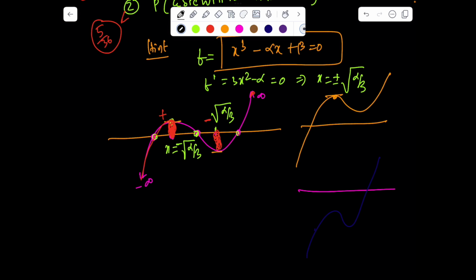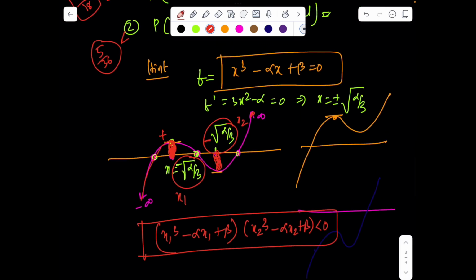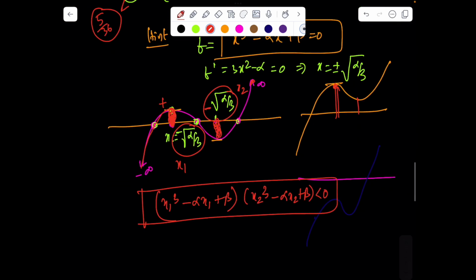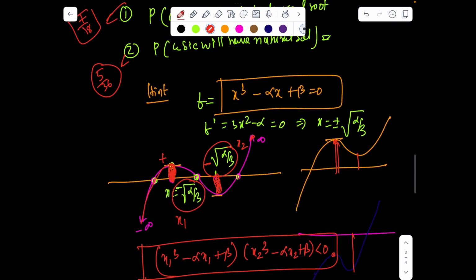So what I can tell is, if I call this entire quantity x1 and this quantity x2, and I plug in x1 cube minus alpha x1 plus beta into x2 cube minus alpha x2 plus beta, this product must be negative. If this product is negative, it will necessarily capture this, because here you see the product will be positive and here we again have a positive product. So negative automatically captures this.